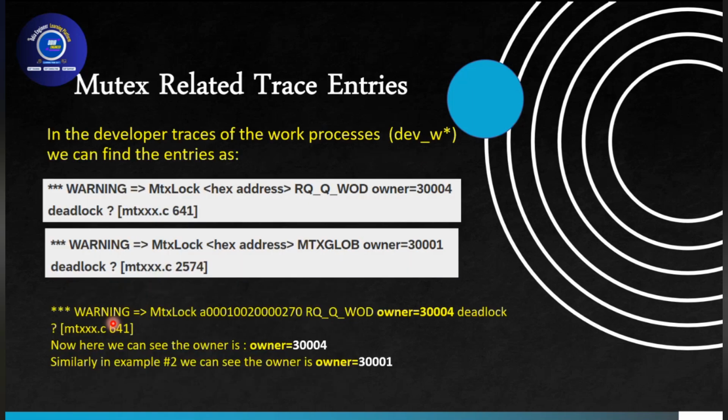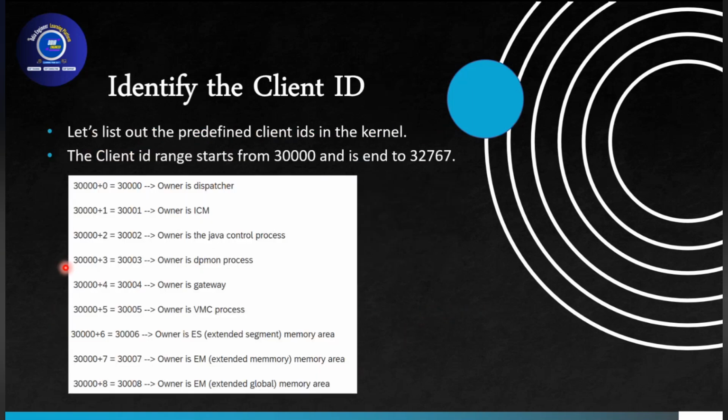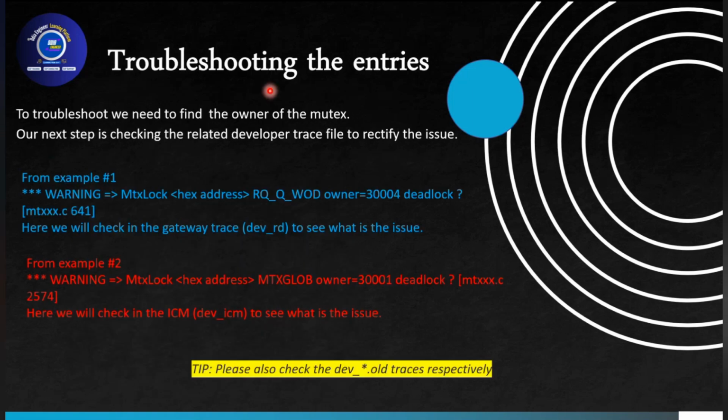So let's go back to the previous one, 30,004 and 30,001. 30,004 means the owner is the gateway. 30,001 means the owner is ICM. So it means there is some issue with your ICM. Because of the ICM, you are having the mutex lock. So this is the way you can identify. So let's deep dive into this.